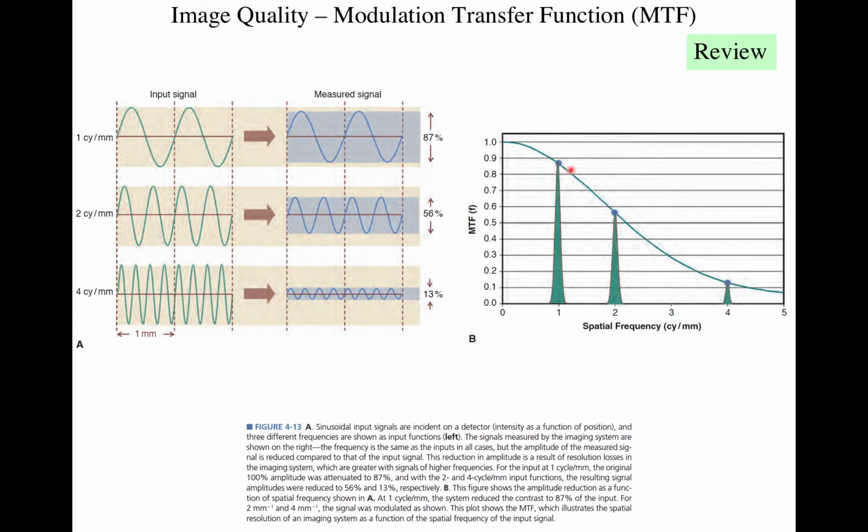And you report these relative amplitudes at these different spatial frequencies. So this one is saying, yeah, I can still see signal down at 4 cycles per millimeter. So that's pretty darn good resolution. That's 4 cycles per millimeter, which is like 250 microns. It's very small.